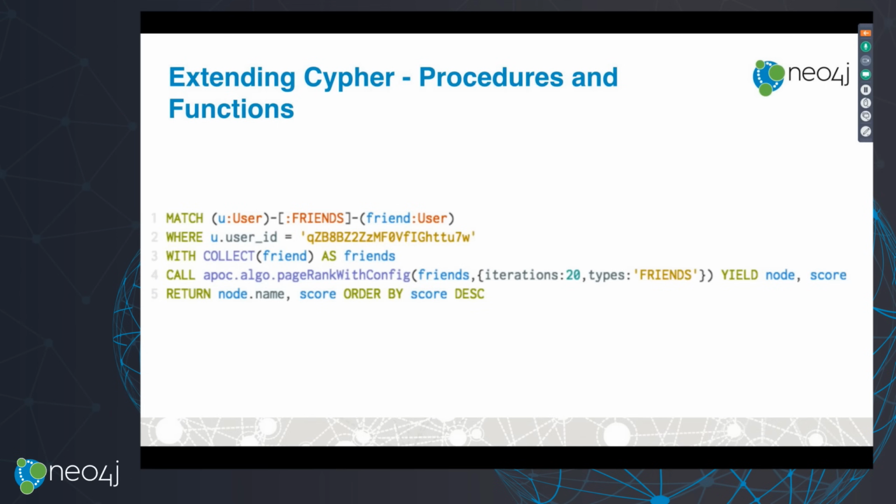Here's an example. In this case, I ran PageRank over this graph to find my most influential friends. So in the first line there, I'm just finding all of my friends. Then I collect them into a list. Then I call this PageRank procedure to run 20 iterations over my friends graph to find those that have the highest PageRank score. And this might be useful for finding influencers in a network or social network analysis type queries.